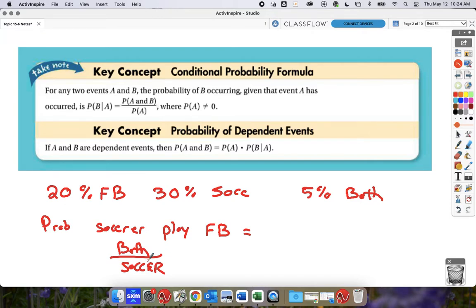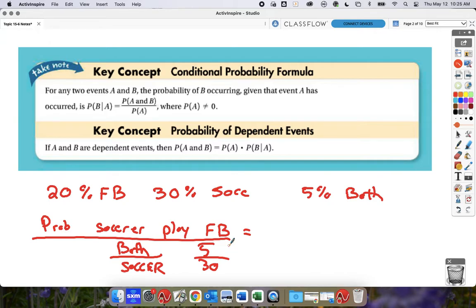So the probability of A and B, that's going to be our both quantity. That's 5, over the probability they play soccer, that's 30. So whatever 5 divided by 30 is, that would be the percentage that a soccer player plays football. That's not terrible, right? It's getting past the language. Most people will try and put football on the bottom instead of soccer. But they have to be a soccer player to play football. So that's the probability that given they are a soccer player, they play football. That's this one up here.